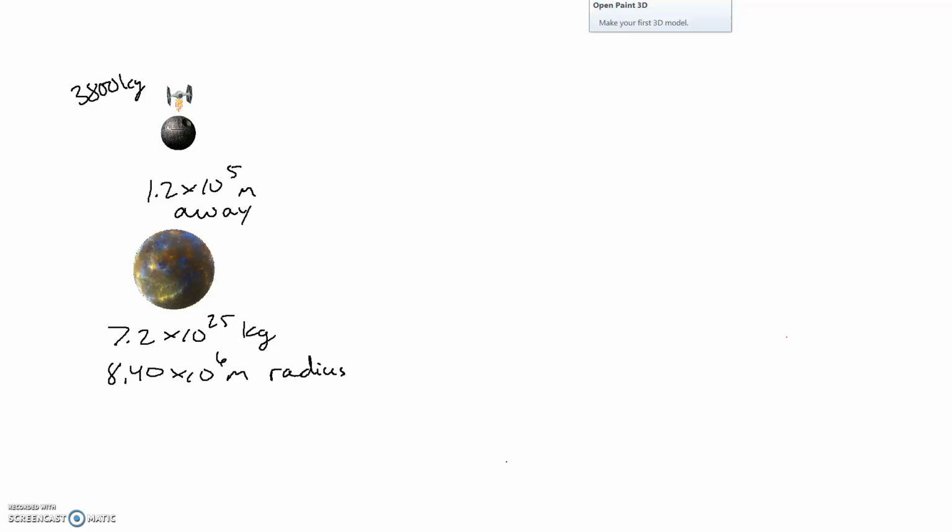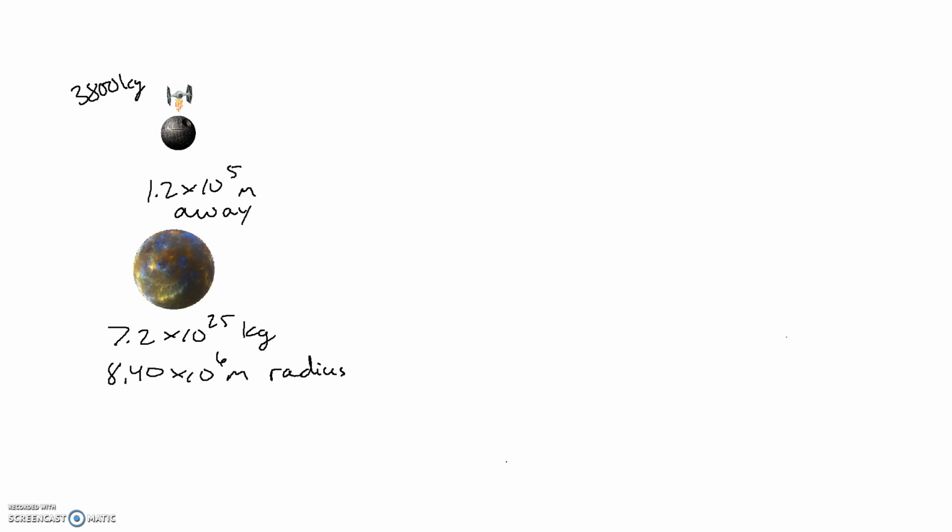In this gravitational question, we have an imaginary planet, a 7.2 times 10 to the 25 kilogram planet with a radius of 8.40 times 10 to the 6 meters. Now, 1.2 times 10 to the 5 meters off of the surface is a space station. And from the space station, there's a little tiny spaceship, which is 3,800 kilograms, which is going to take off from the space station and try and get away from the planet.